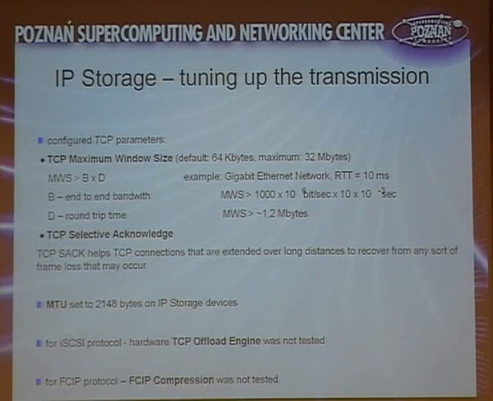If you choose too large maximum window size, more data have to be retransmitted if TCP packets were to be lost. Next parameter, selective acknowledge. TCP implements reliability by sending acknowledgements for each received data segment, and these acknowledgements are sent for in order received data segments.